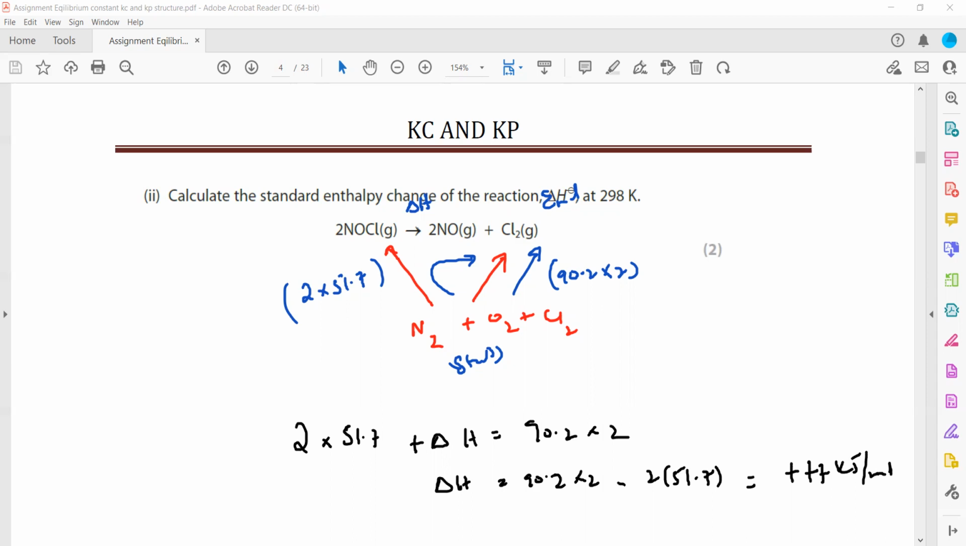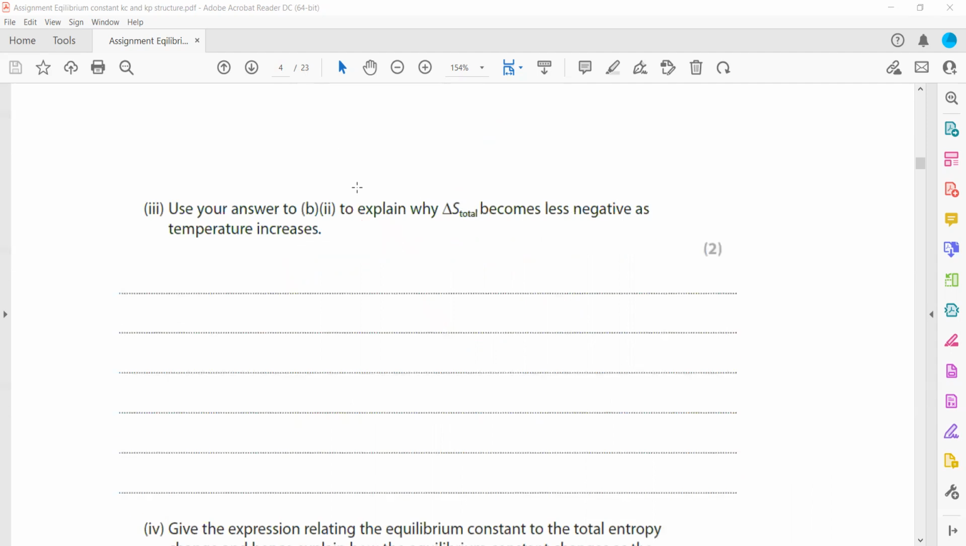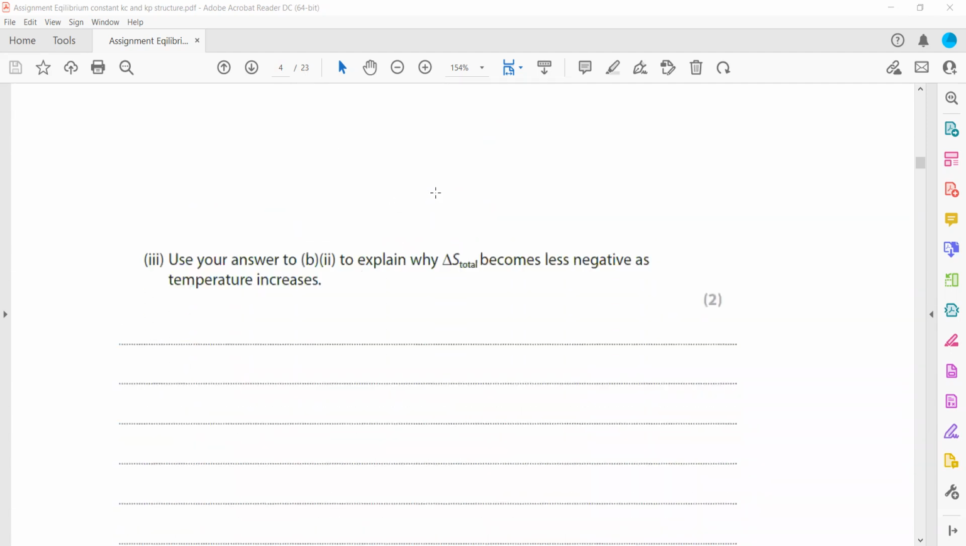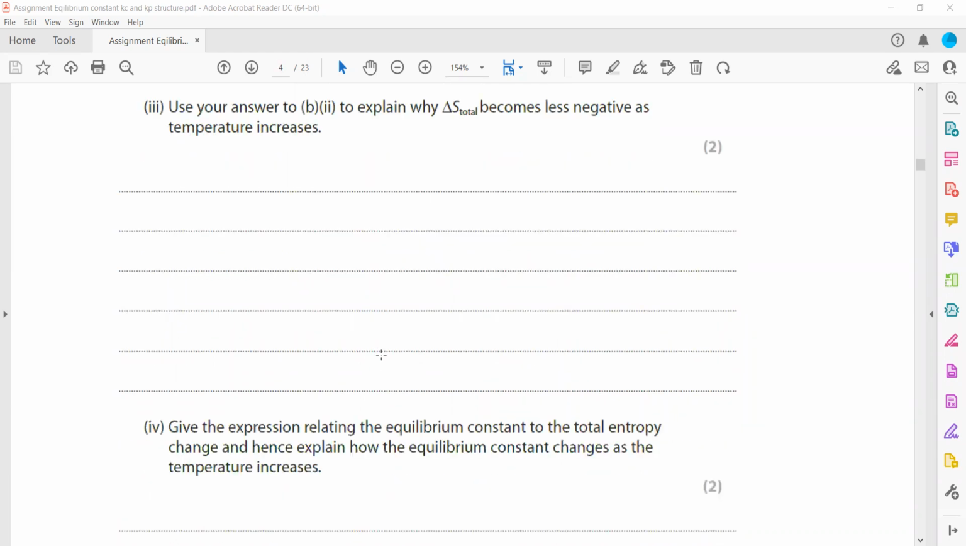The next part, we need the enthalpy change of the surrounding. Use your answer to B1. Explain why the total entropy becomes less negative as the temperature increases. Because the reaction is endothermic.